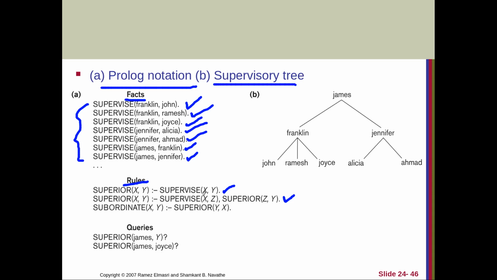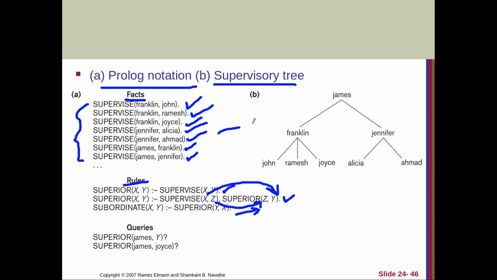In that situation also x and y are related. How? x and y, they are superior. So x is superior of y, it is through z, that's why. In that way also, we are defining a rule for that. Then one more rule that we are setting is subordinate of x comma y. That means x is subordinate of y if and only if y is superior of x. That was also discussed before. That rule is also being defined.